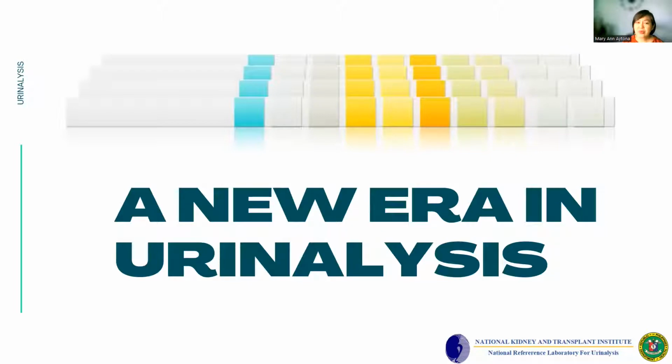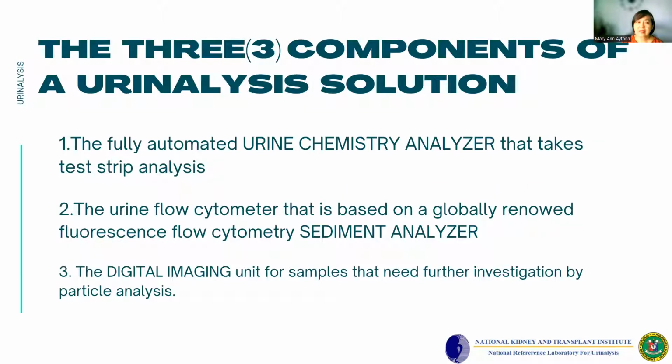What now is the new era in urinalysis? There are three components of a urinalysis solution. First is the fully automated urine chemistry analyzer that performs test strip analysis. Second, the urine flow cytometer that is based on a globally renowned fluorescence flow cytometry sediment analyzer. And third is the digital imaging unit for samples that need further investigation by particle analysis.